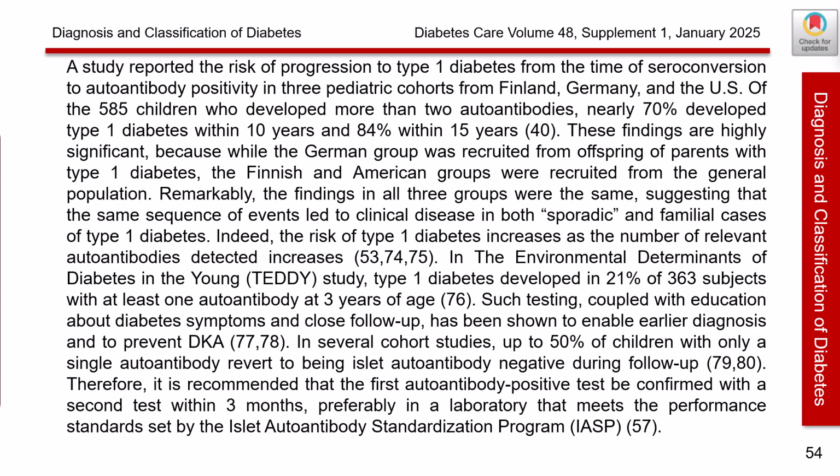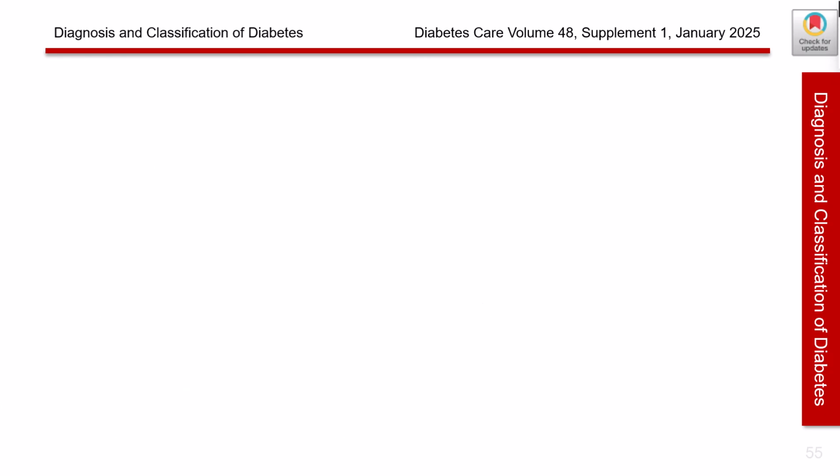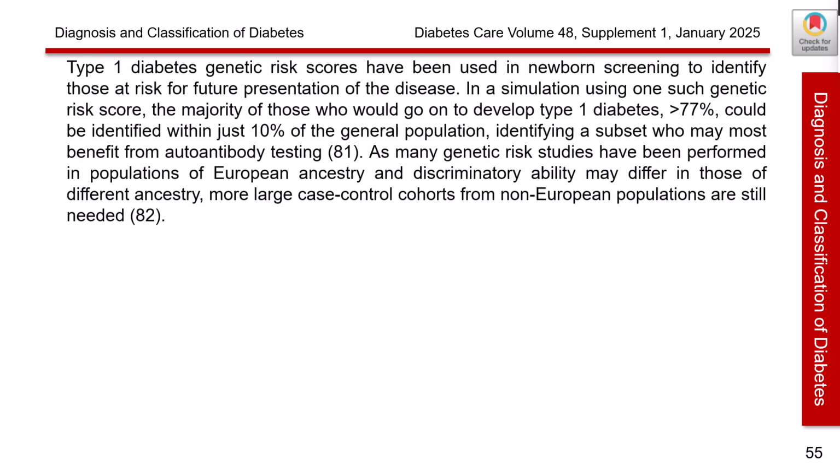prevent diabetic ketoacidosis. In several cohort studies, up to 50% of children with only a single autoantibody revert to being islet autoantibody negative during follow-up. Therefore, it is recommended that the first autoantibody positive test be confirmed with a second test within 3 months, preferably in a laboratory that meets the performance standards set by the Islet Autoantibody Standardization Program.